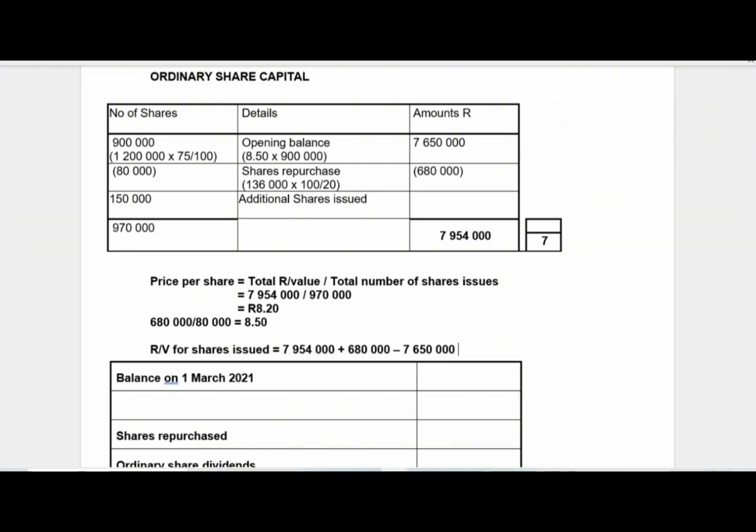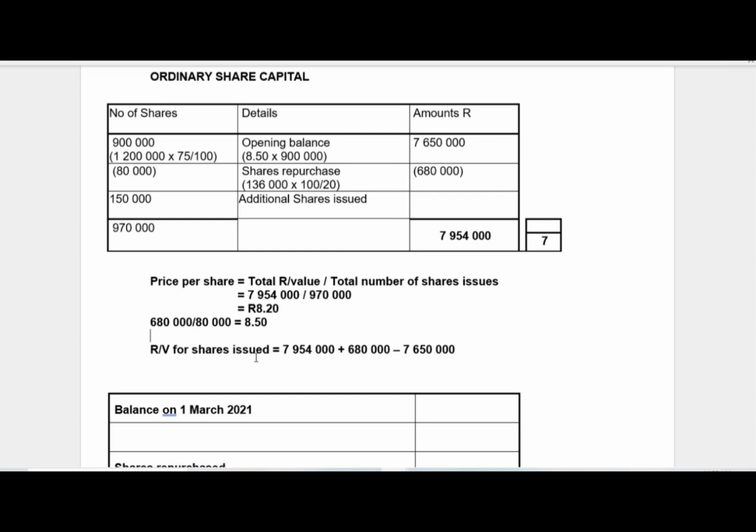7,954,000. You add 680,000. You less opening 7,650,000. And then I am getting 984,000. Now, to verify that, you can just start the formula from the beginning. You say 7,650,000 minus 680,000 plus 984,000. You will get this amount.